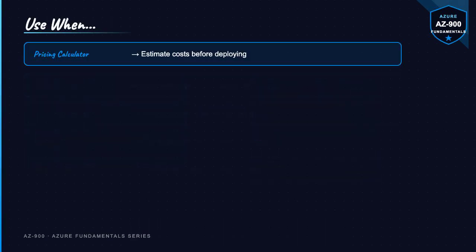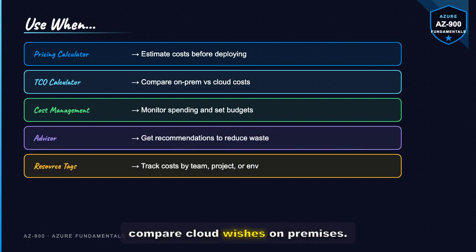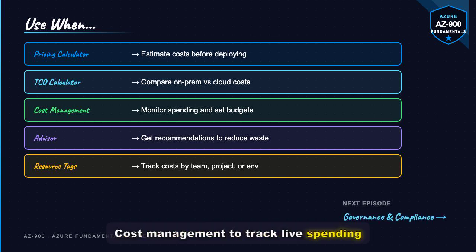Here's the toolkit. Pricing Calculator to estimate before deployment. TCO Calculator to compare cloud versus on-premises. Cost Management to track live spending and set budgets. And resource tags to allocate costs by team and project. Next up, governance and compliance.